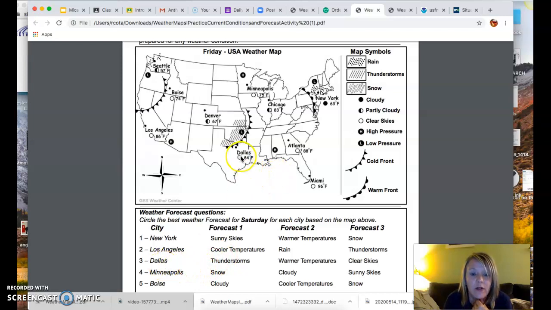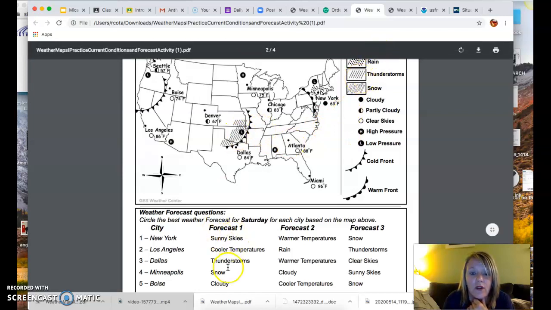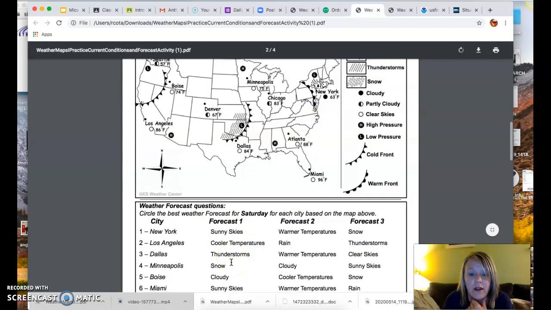Dallas. Dallas is down here. It looks like we've got a cold front coming at us from the north and west. And it looks like that will bring cooler temperatures, but look at what's behind it, okay? So this whole system is going to be moving over Dallas, and that is the symbol for thunderstorms moving over Dallas.